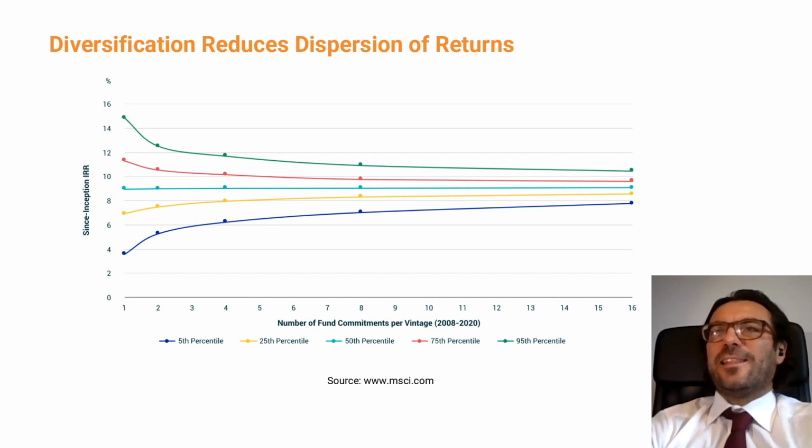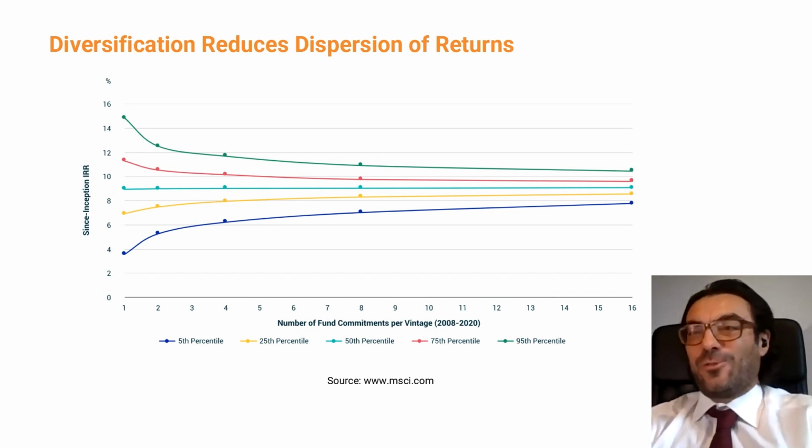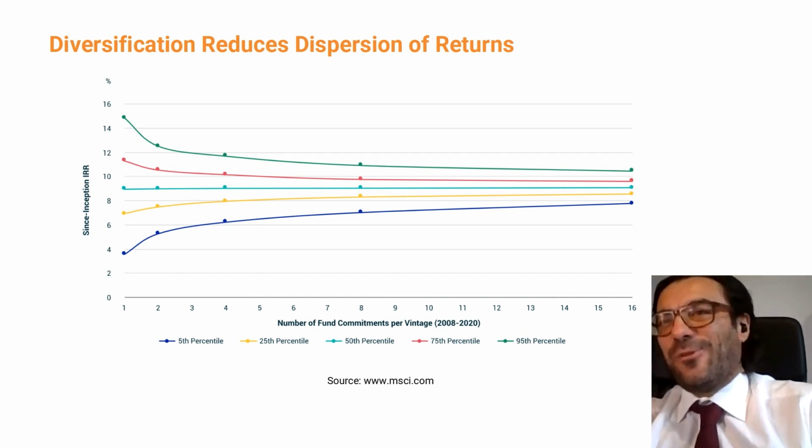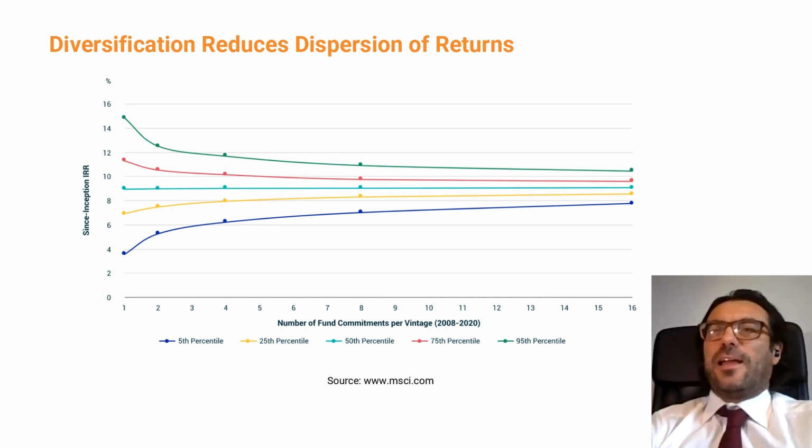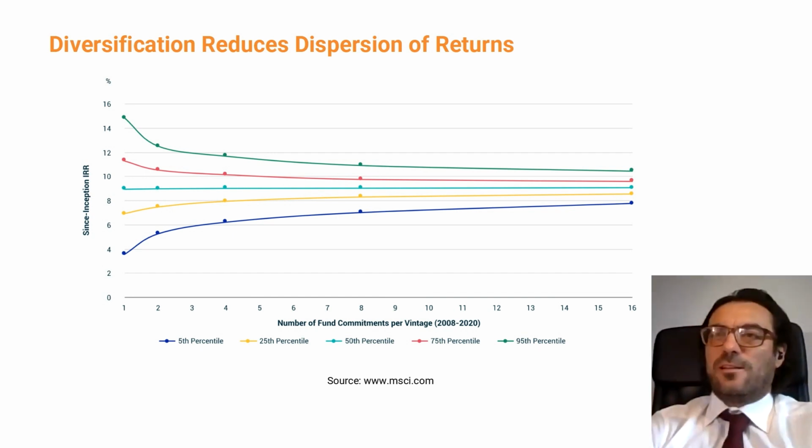So they had the maximum dispersion of returns. So we have one fund that generated like 15% and one fund that generated 4%. So it would have been very difficult to pick up the right fund. However, if an investor keeps making commitments every year, this dispersion of returns reduces, narrows.